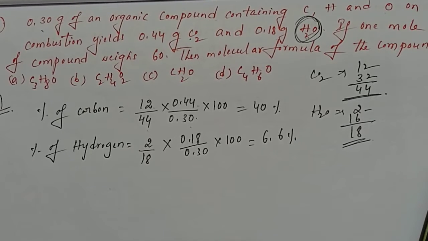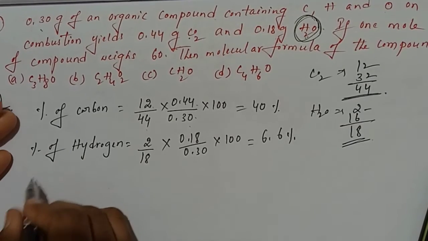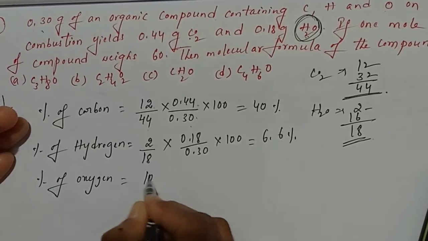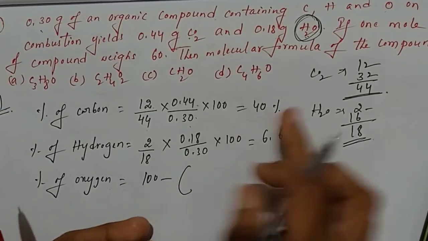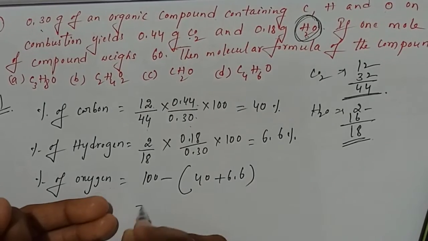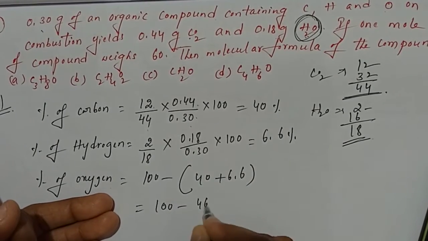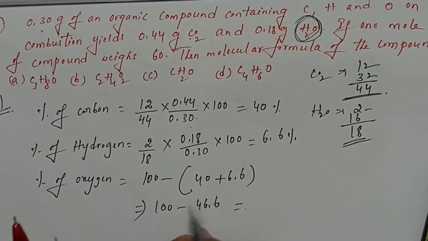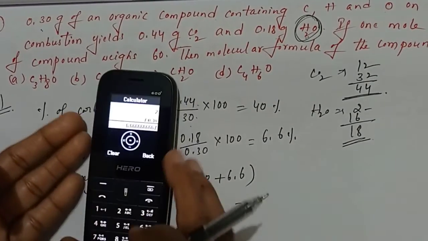So oxygen, students, how to find it? Here, to calculate oxygen, just how to find it? See here, the percentage of oxygen is equal to 100 minus these two elements added, 40 plus 6.6. Then you will get 100 minus 46.6.